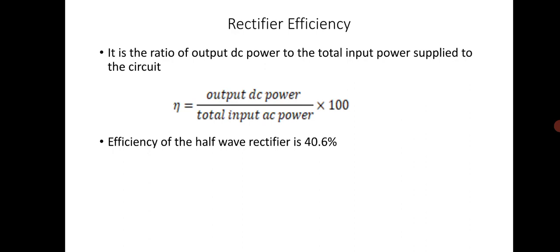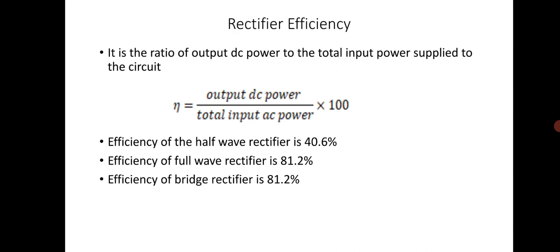The efficiency of a half wave rectifier is 40.6%, because you can see only half wave at the output, so the power is almost half there, so that's why you will be getting the efficiency as 40.6%, whereas the efficiency of a full wave rectifier is 81.2%. Similarly, the efficiency of the bridge rectifier is 81.2%.